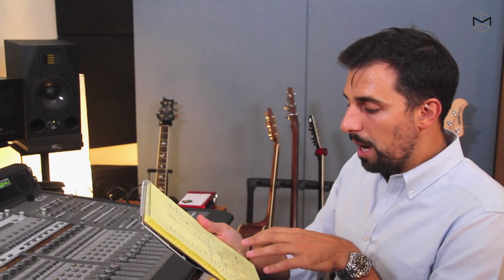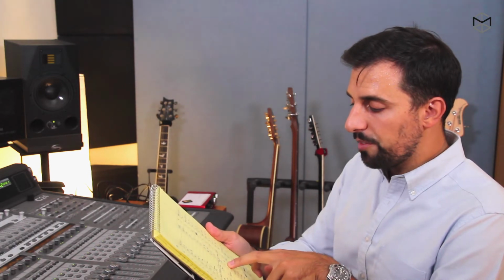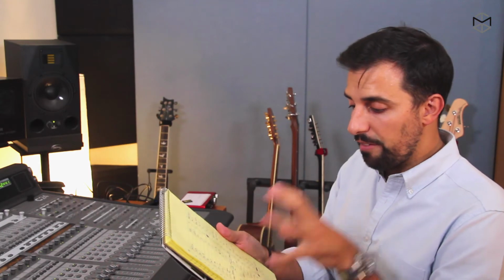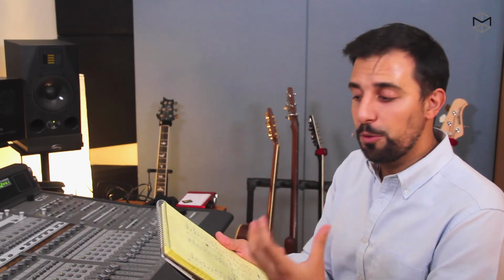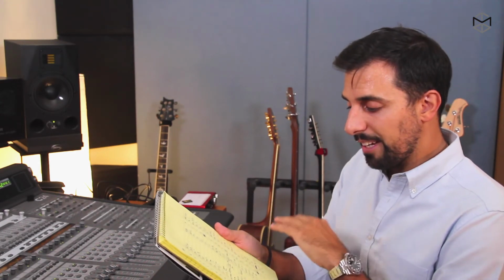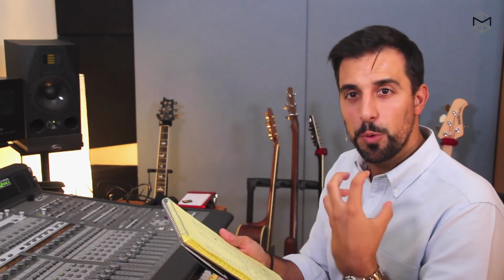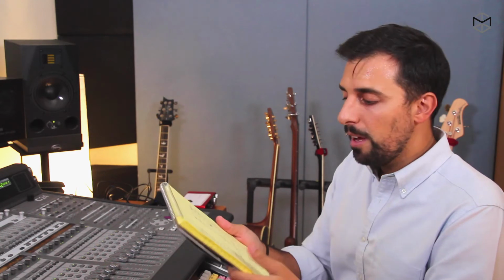To then move into my mono room, our U47, which feeds our Vintech 73. Now, Vintech is a phenomenal pre, which is an emulation of the Neve 1073. So right out of the gate, we already have a very colorful, extremely colorful microphone that feeds a preamplifier that kind of brings up a lot of that low mid range that we want from our mono room.